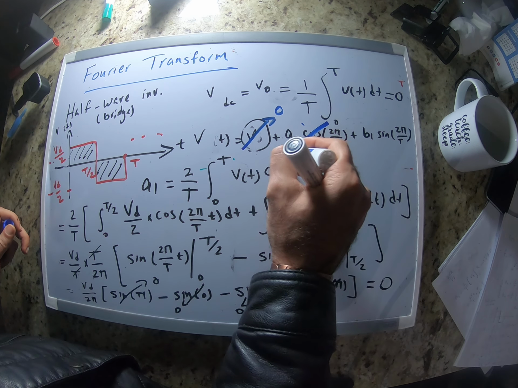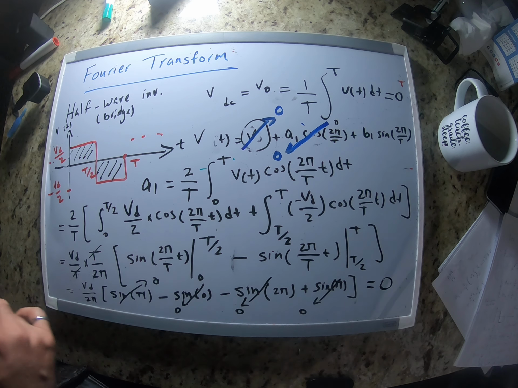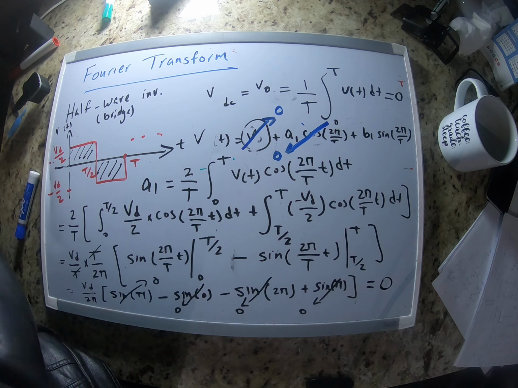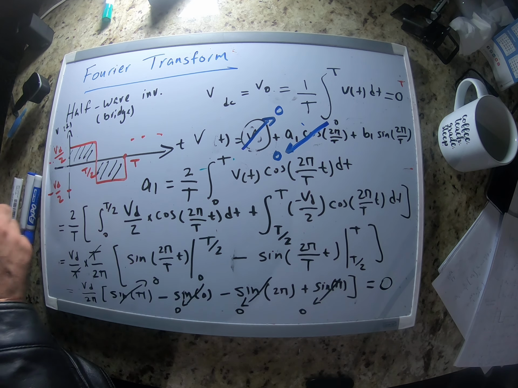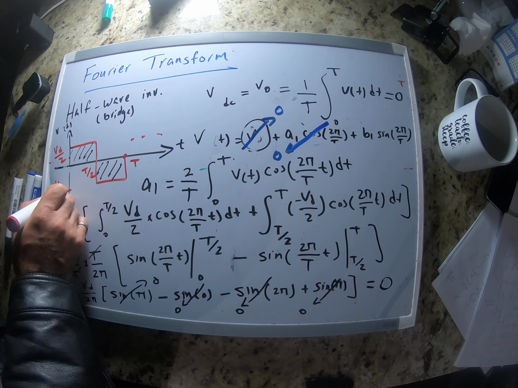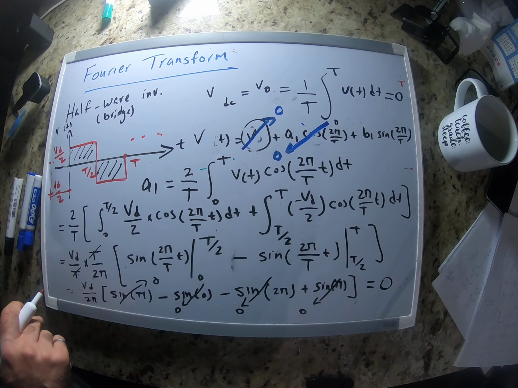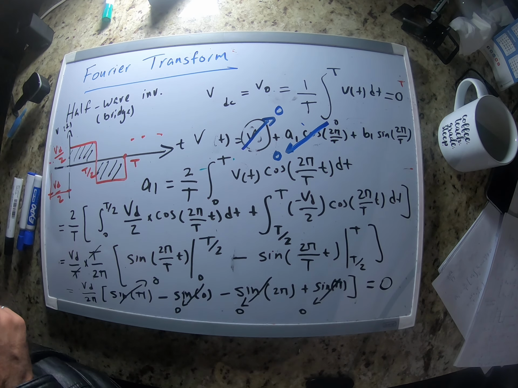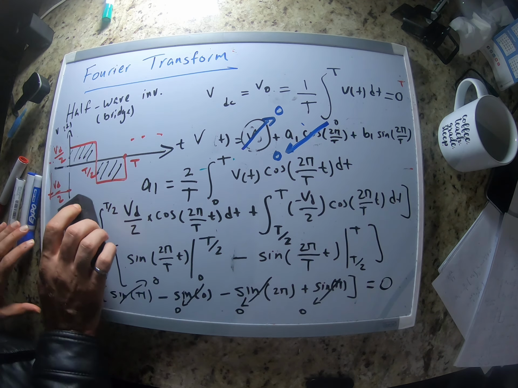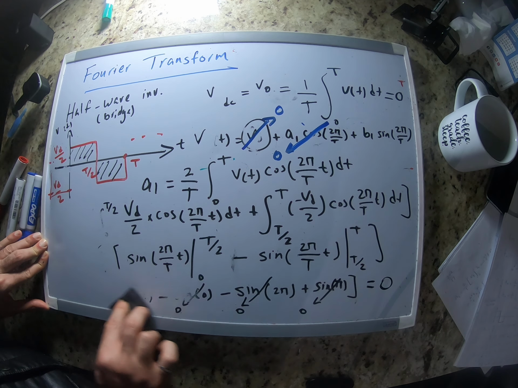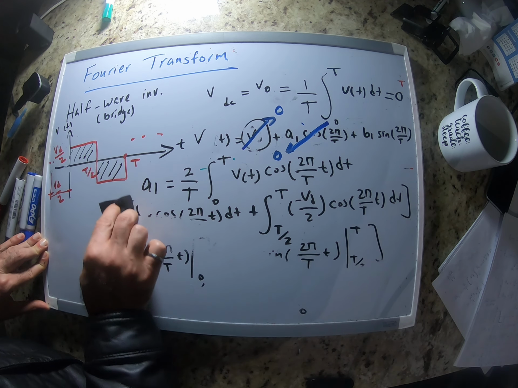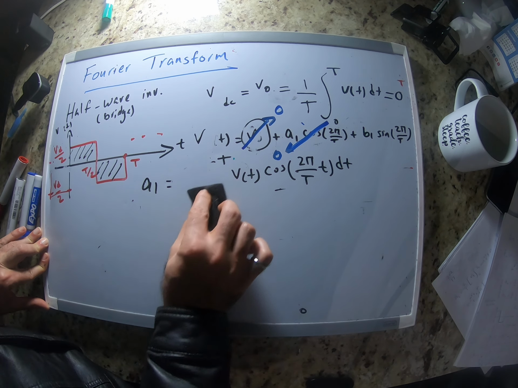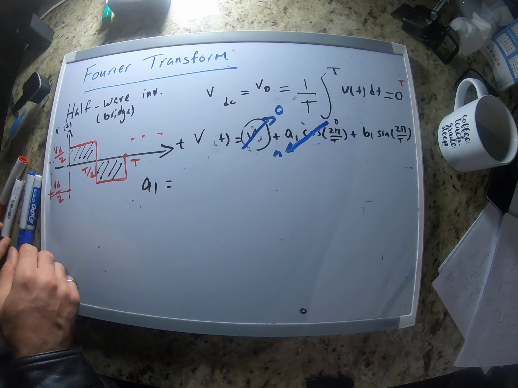A1 is 0. Actually, I didn't need to do this, but I wanted to do it to remind you that if you have an odd function, which is the case here, the coefficients for cosine become 0. So this one is done. Now we found that A1 is 0. Let's do B1.